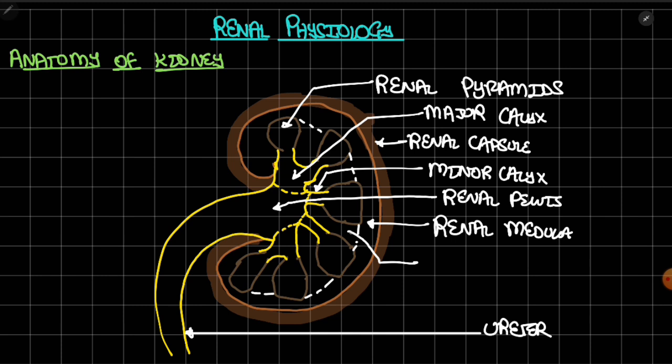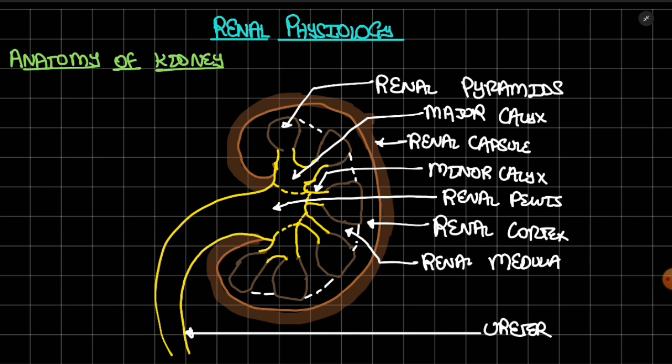Sorry, in the dotted line or inwards, this is the renal medulla, and this outer structure is the renal cortex. I'm so sorry. You can remember renal cortex as C for covering, covering around the medulla. So C for covering, C for cortex. It is the covering around the medulla.